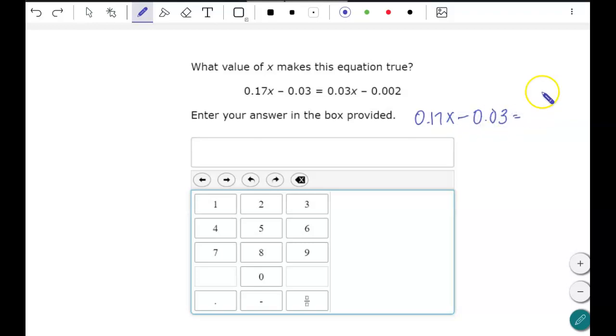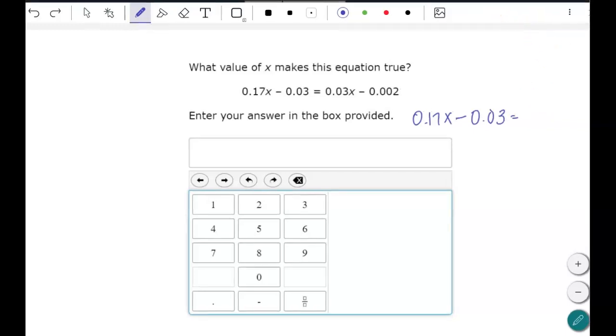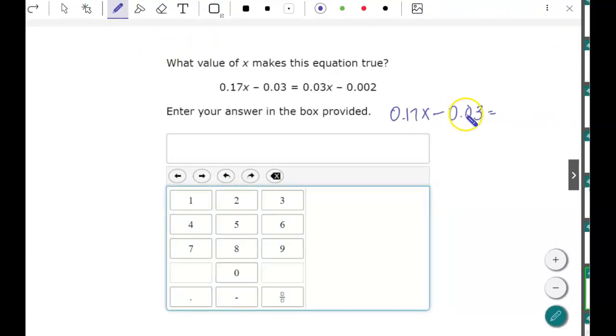And let me move this over a little so I have enough room. So then we have on this side. All right, so remember you have to isolate the variable. We want the variables on the same side. So I'm going to subtract this 0.03x from both sides, and it's making sure we line up the decimal.